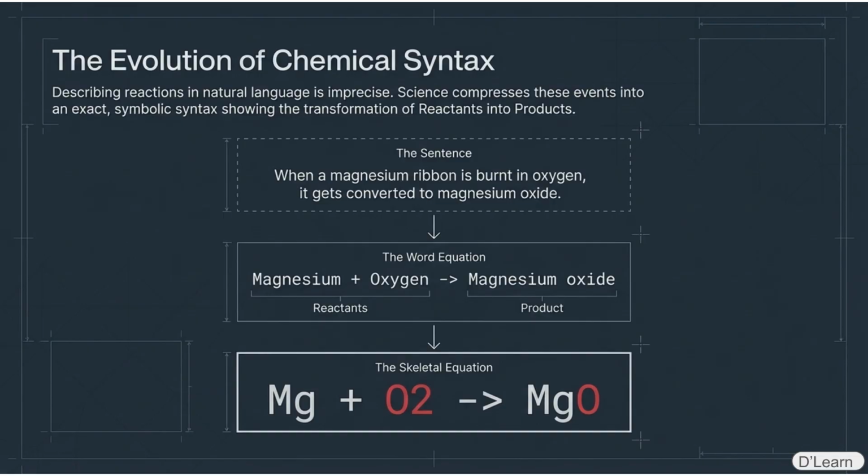Describing chemical reactions in natural language is imprecise. Science uses an exact, symbolic syntax to show the transformation of reactants into products. This system progresses from a simple sentence to a word equation, and finally, to a skeletal equation using chemical symbols.